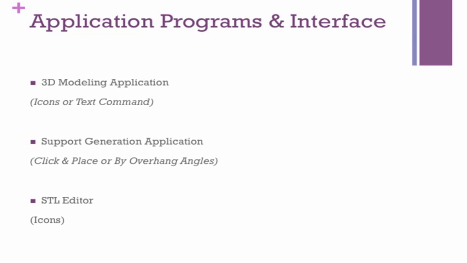The next type of interface is for support generation. Some supports can be created by just clicking and placing the support where you want it to be. Sometimes you might have to specify the overhang angle, so that for any angle below whatever you specify, a support will be automatically generated on the model. So these are the applications and interface. Let's move on to the next slide.